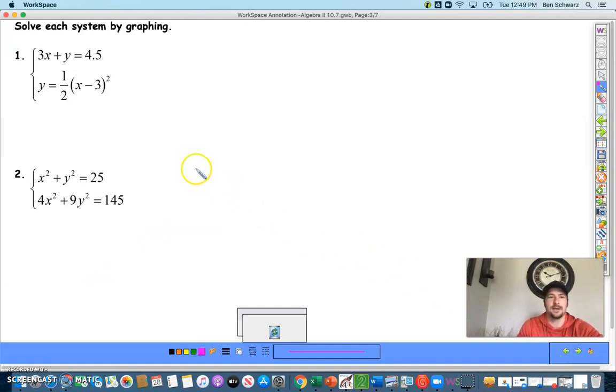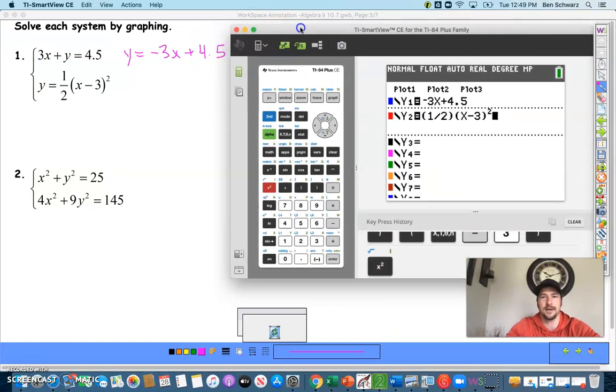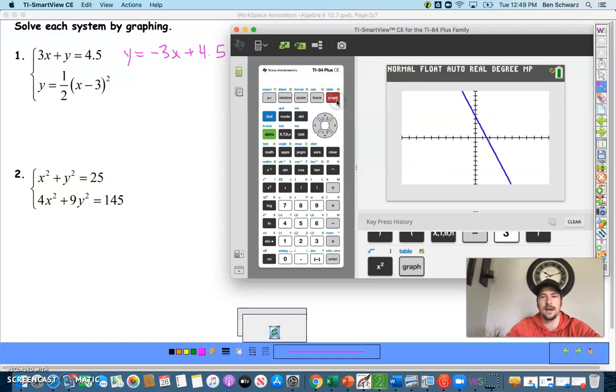So if we look at a few examples, again, we want to solve for y. Second equation is already solved for y. This top one, if we solved it for y, we would subtract 3x from both sides, so y equals -3x plus 4.5. So now we got both equations set equal to y. Now is when we would go into our graphing calculator. I've already plugged these first 2 in here just to save a little time. So you see the 2 equations here. We're going to go ahead and hit graph.